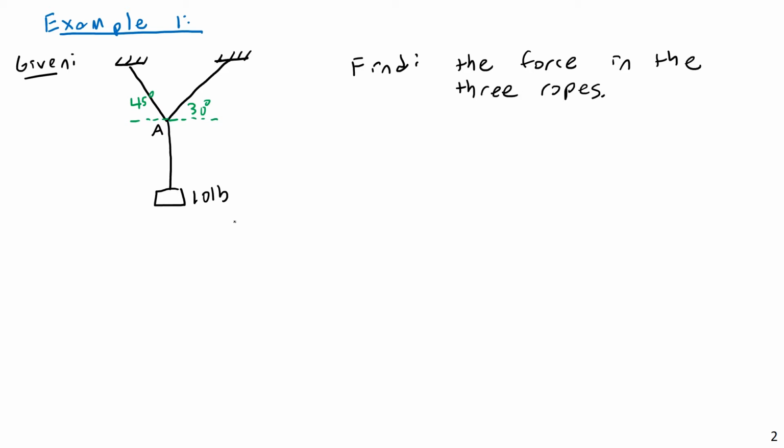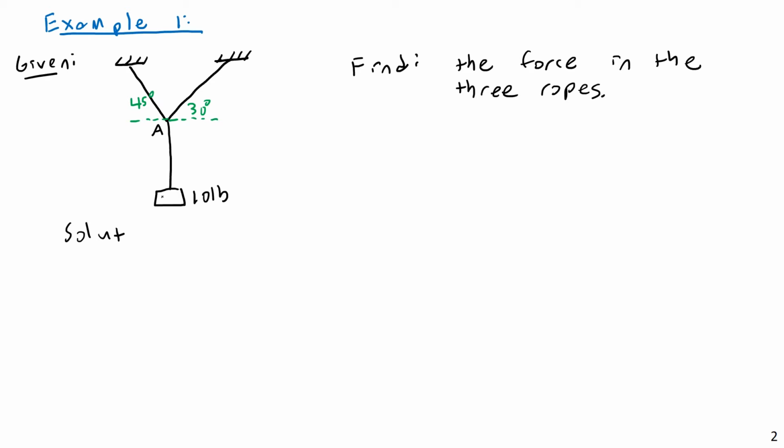Now, at first you might think, oh, I have three ropes. Didn't I just say we could only solve for two unknowns? Well, that is two unknowns when you're looking at a single point. So the first thing I could do very quickly is get the tension in the bottom rope. That's going to be fairly easy to solve.